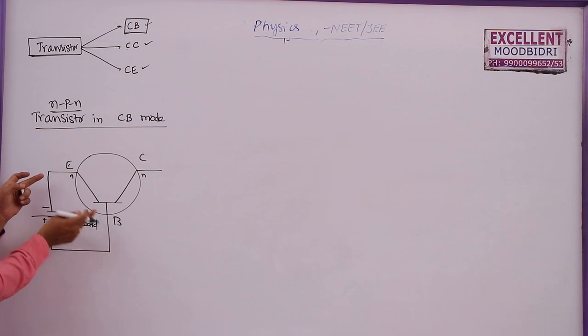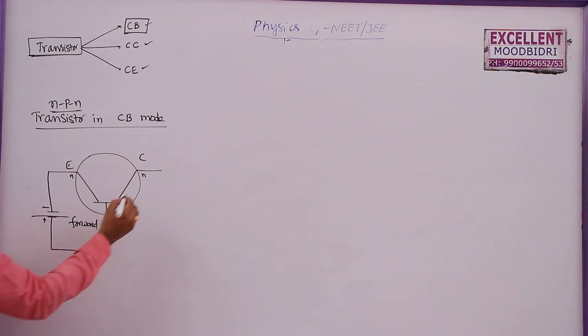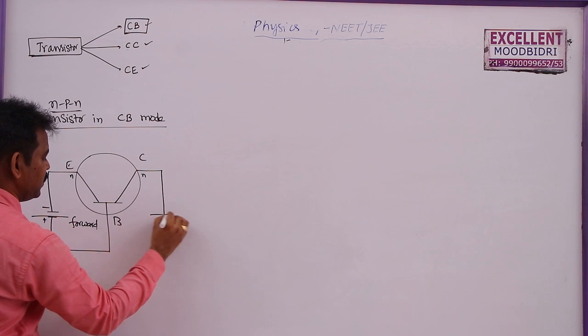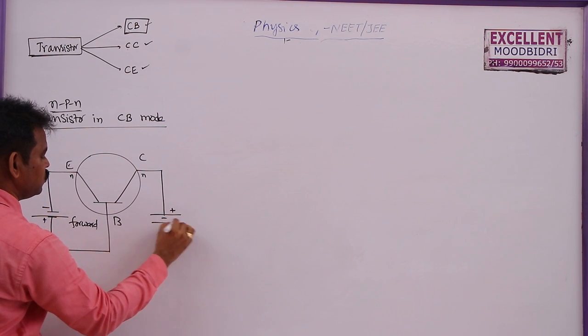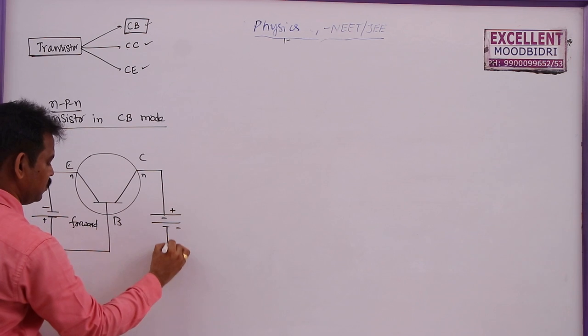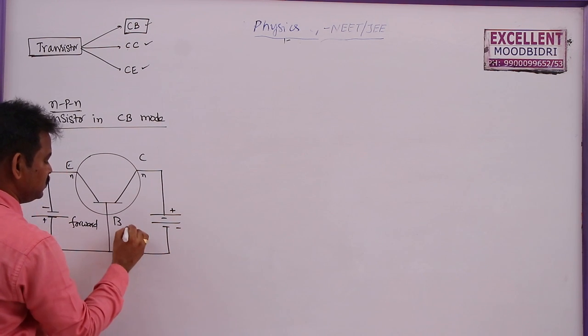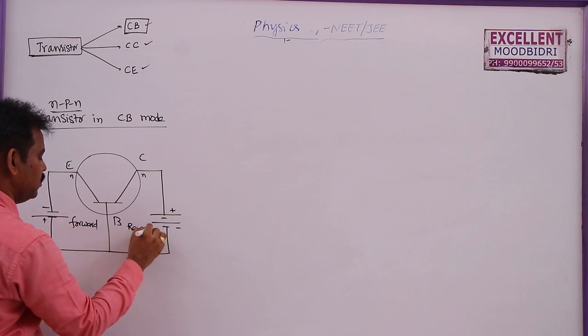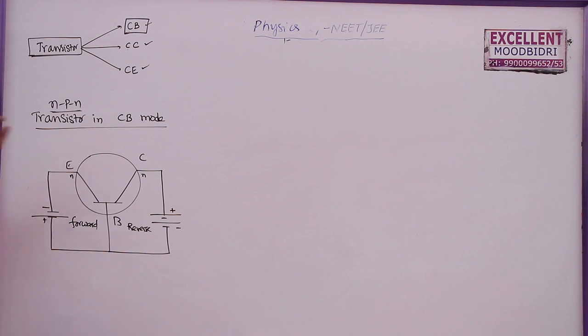So the emitter base junction is connected in forward bias, but the collector base junction is connected in reverse bias. That is, this is connected to positive with a bigger cell here. This is in reverse bias. For the working of this transistor, always the first junction should be connected in forward bias, and the next junction should be connected in reverse bias.